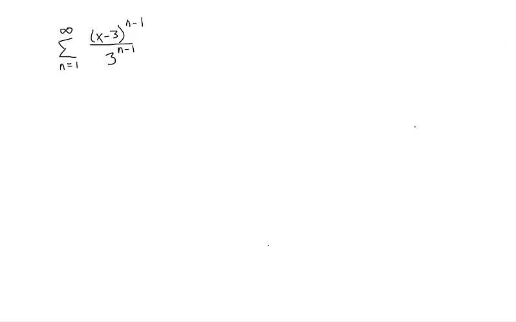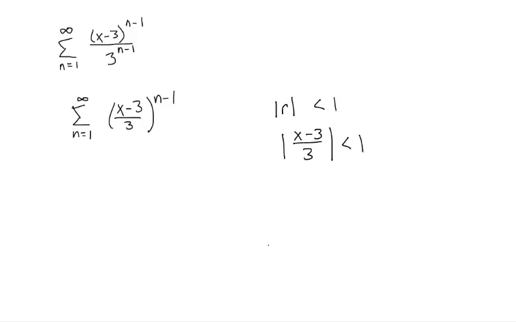And in this next example, we have the series from n is equal to 1 to infinity of x minus 3 to the n minus 1 divided by 3 to the n minus 1. And I'm going to rewrite this so it looks like the geometric series. So I have n is equal to 1 to infinity of x minus 3 over 3 to the n minus 1. When looking at a geometric series, we know that our r value, which is x minus 3 over 3, the absolute value of r needs to be less than 1. So the absolute value of x minus 3 divided by 3 needs to be less than 1.